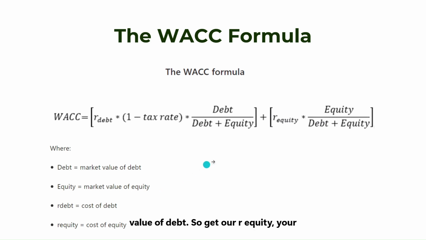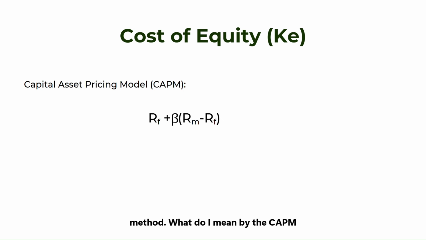To get our equity, your cost of equity is basically calculated by using the CAPM method. What do I mean by the CAPM method? The capital asset pricing model. I'm going to do a video entirely on this aspect to explain how we come about this. So we have the risk-free rate plus beta. We have a video on how to calculate beta, times your return on market minus your risk-free rate. This is basically your equity risk premium.